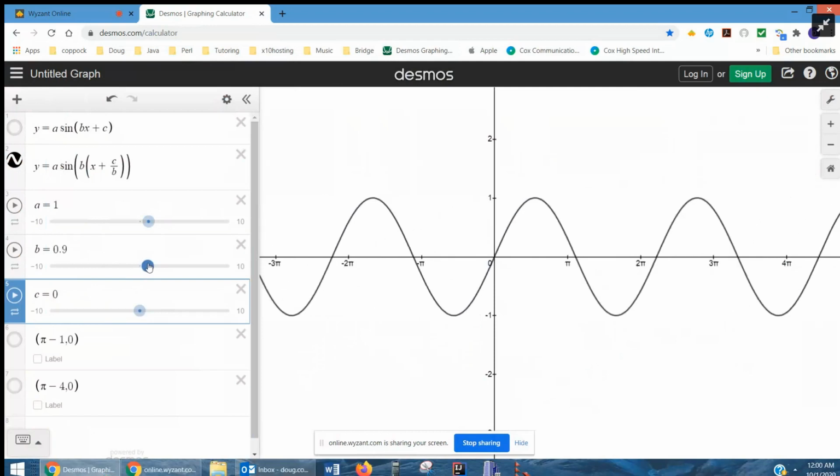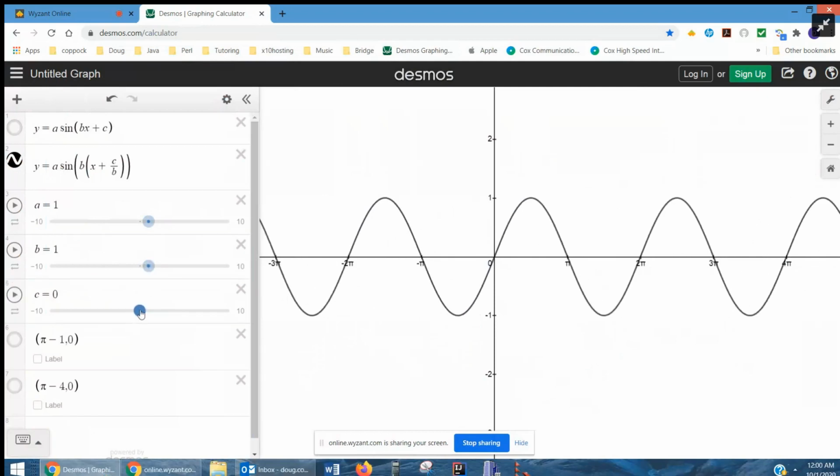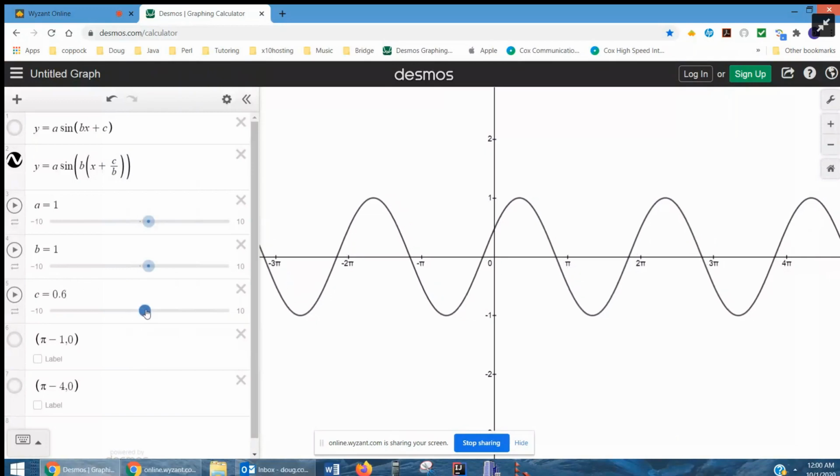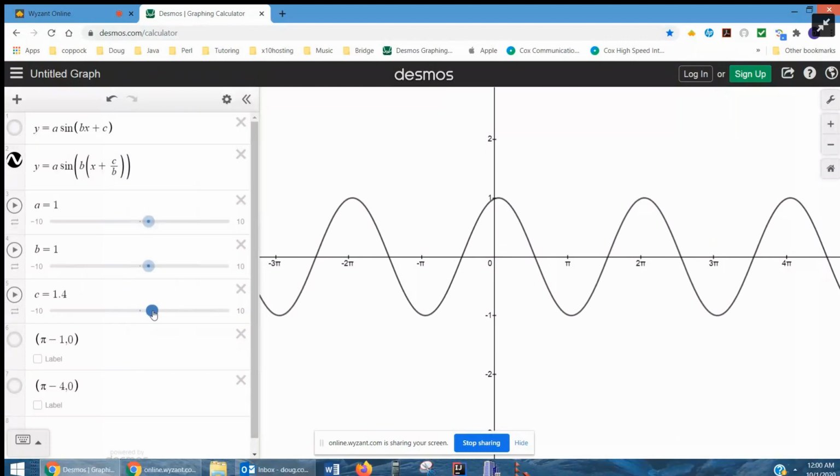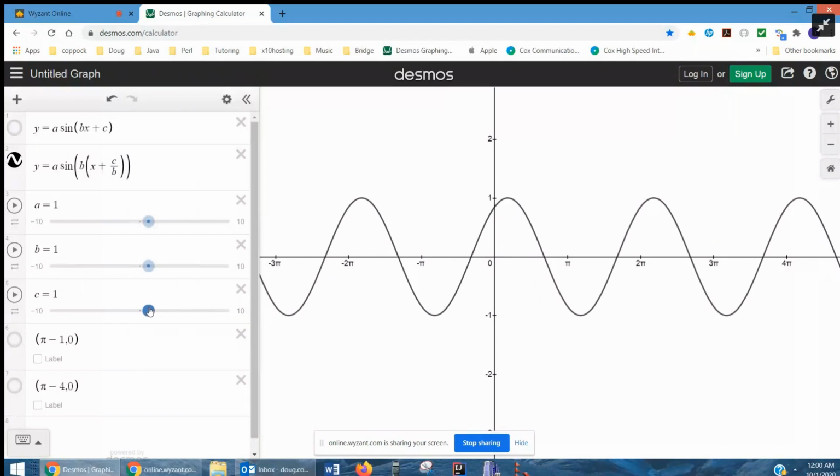Let's reset this to 1 and then talk about phase shift. So if I increase C to the number 1, the phase shift will be C divided by B, which would just be a 1, and we'll have a phase shift to the left because C is positive. So see the graph shifting? And instead of going through the point 2 pi, we shifted to the left, it goes through 2 pi minus 1.